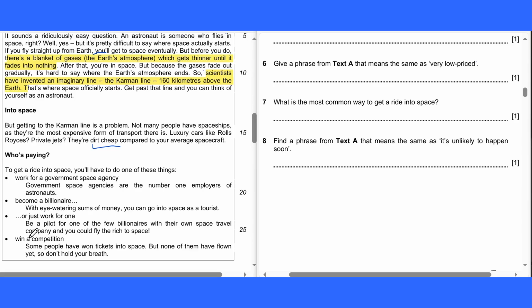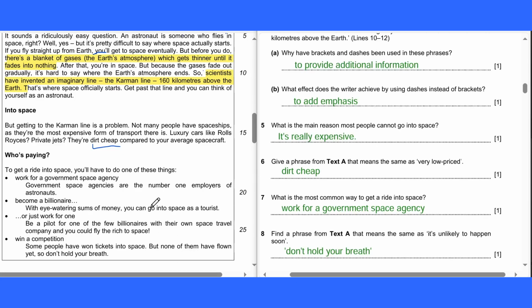Alright, have you got the answer for number 8? Let's reveal the answer, guys. Well, don't hold your breath. So that is the phrase that means it's unlikely to happen, because you cannot hold your breath for a long time. So, don't hold your breath. Alright, next let's move on.